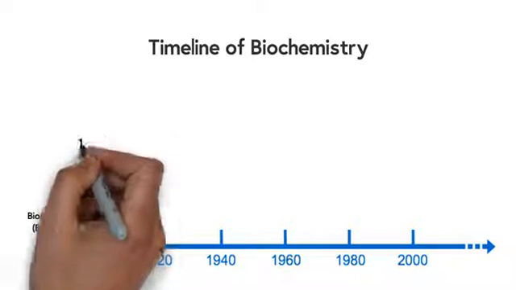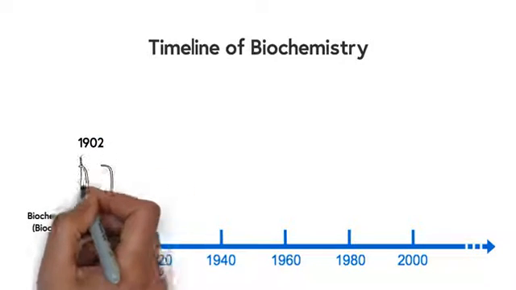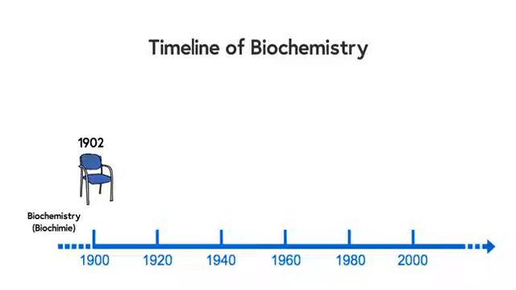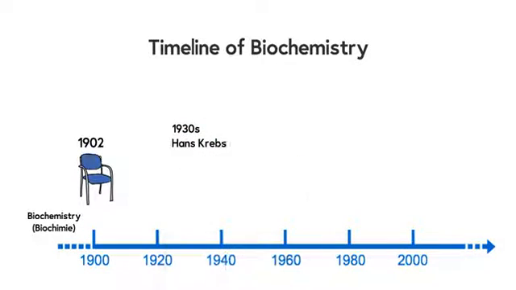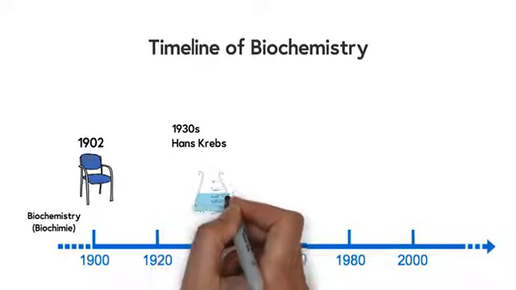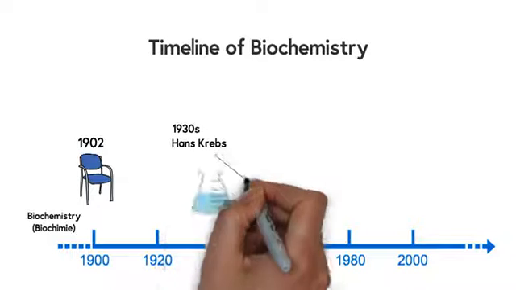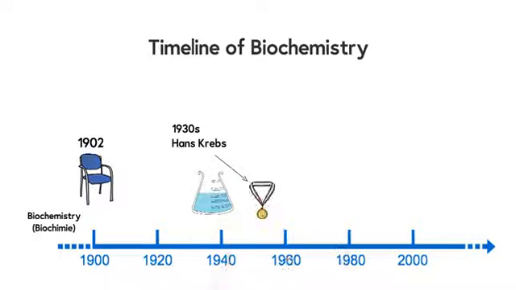Within the UK, the topic first gained recognition in 1902 when the first chair of biochemistry was appointed at the University of Liverpool. Biochemists have increased our understanding of cellular metabolism, as illustrated by experiments during the 1930s when Hans Krebs discovered the urea cycle and then the citric acid cycle. This led to him being awarded the Nobel Prize in Chemistry in 1953.